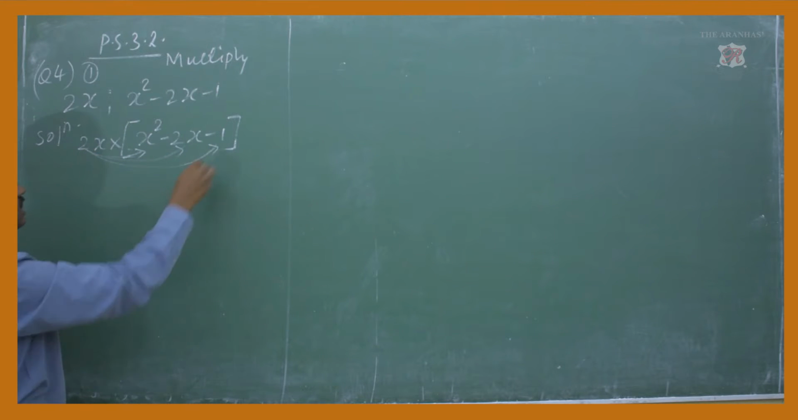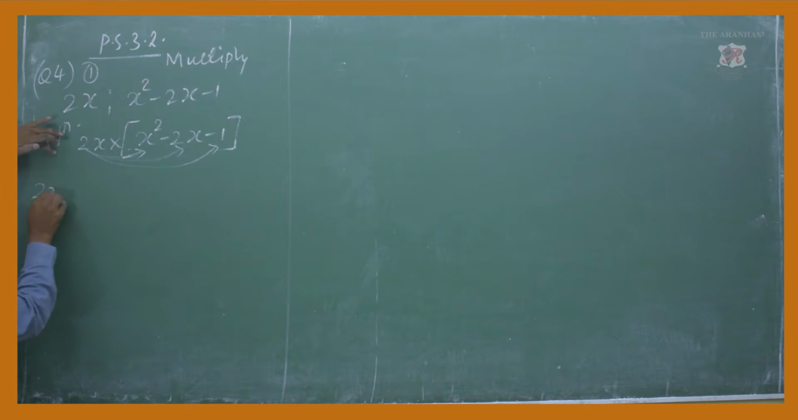So what are we doing? The multiplication of a monomial, one term, with a three-term polynomial. So this is the multiplication of a monomial with a trinomial. Start to multiply. First we will multiply the first term, then the second, as well as the third term. I will show it in detail.